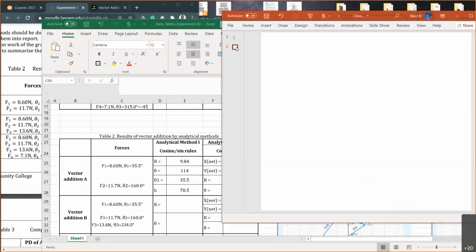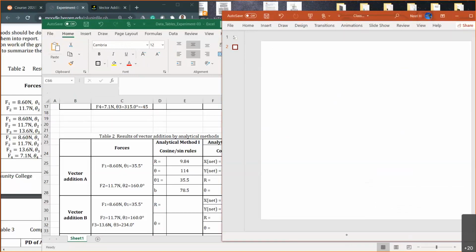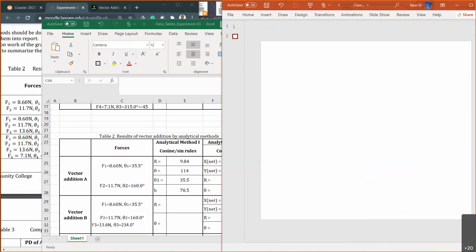To do the components, what do we need? I need to identify all the components, right? If you want to do the component method, always draw a diagram first to visualize the problem. It's still case A. So let's draw a diagram: X-axis, Y-axis. I have a vector F1 with angle theta 1, and then a vector F2. Then the total angle right here should be theta 2, right?